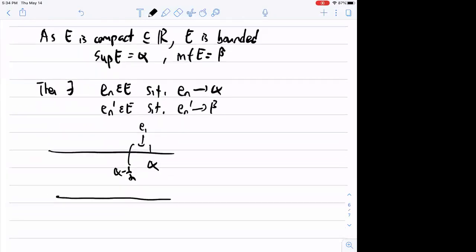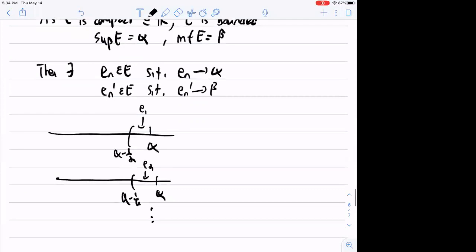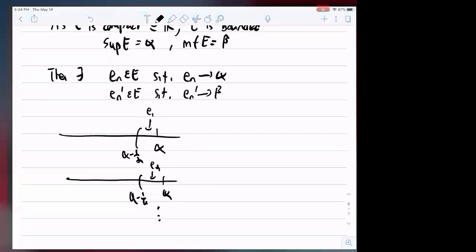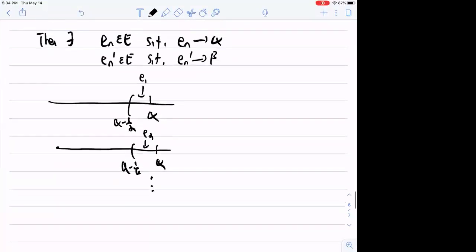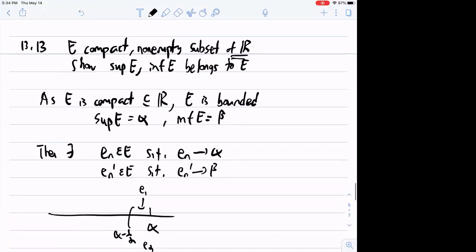And then you can construct it: alpha minus a fourth, and then there's an E_2 here. And then that'll be your E_n. You keep going. So is everyone clear with that? That's the nice thing about the sup, that you can relate it to limits. It's like a limit, there's a sequence going to it.